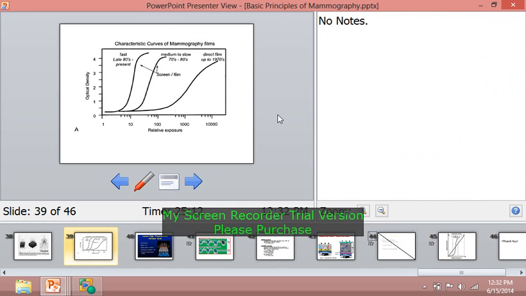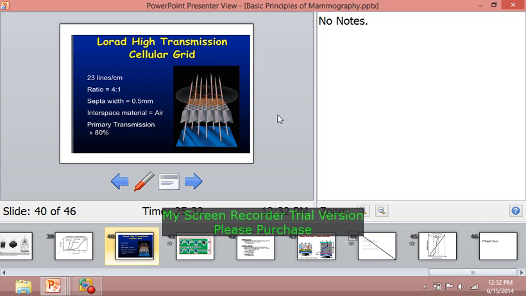This is the characteristic curve of the mammography film, and in direct film we have higher exposure, and in moderate the exposure is little decreased, but nowadays for little exposure also we can have maximum optical density, which is very good actually. So these are the high transmission cellular grids, which can also increase up to 23 lines per centimeter.